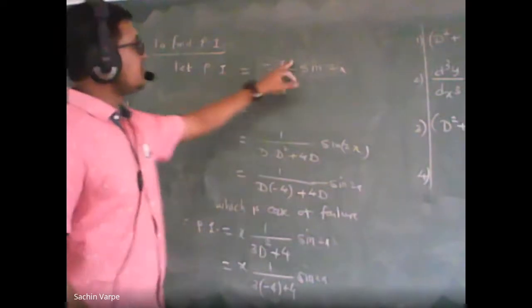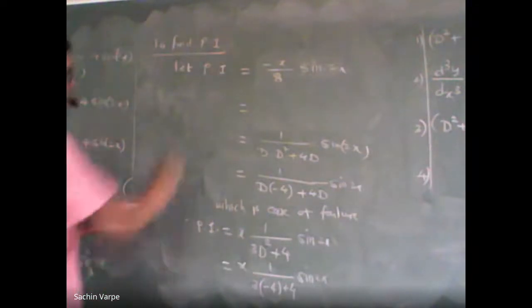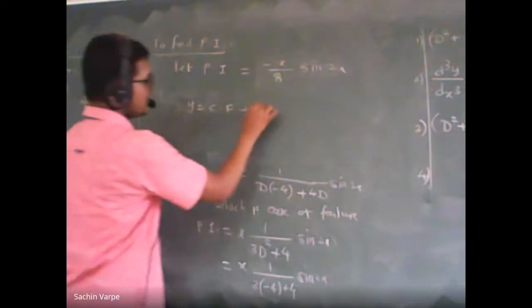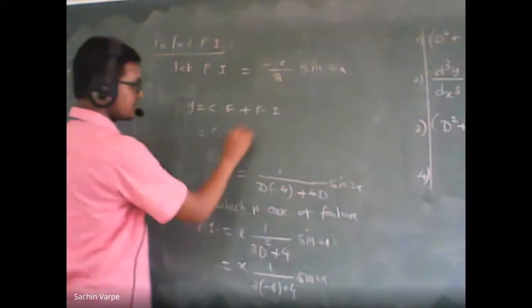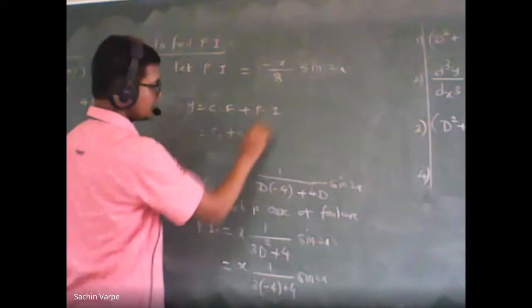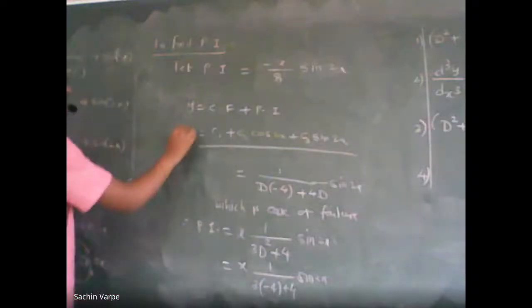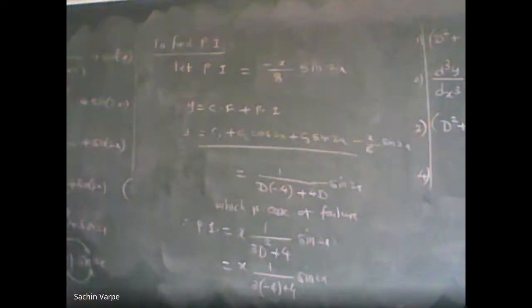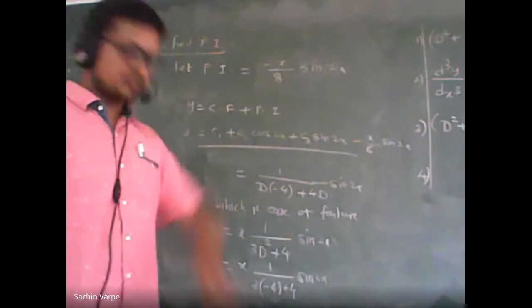So the particular integral is minus x by 8 sine of 2x. And therefore, the final general solution is y is equal to CF plus PI. That is equal to c1 plus c2 cos 2x plus c3 sine of 2x, and plus the particular integral, that is minus x by 8 sine of 2x. Any doubt? Please ask if any doubt.